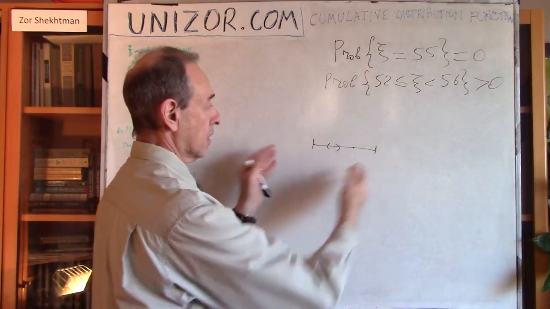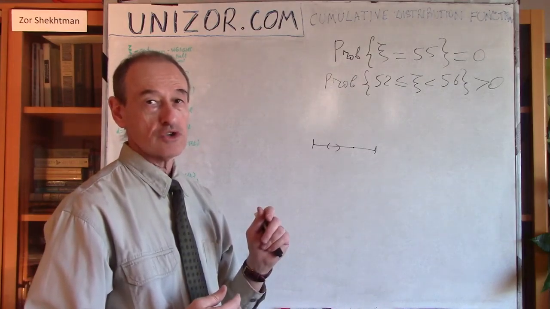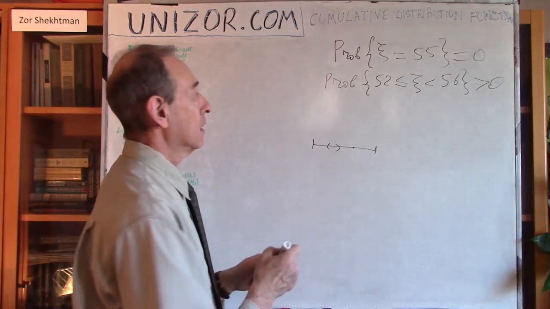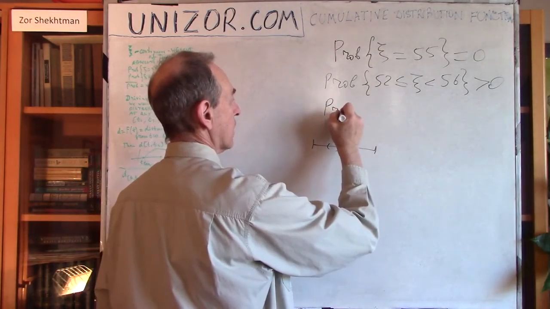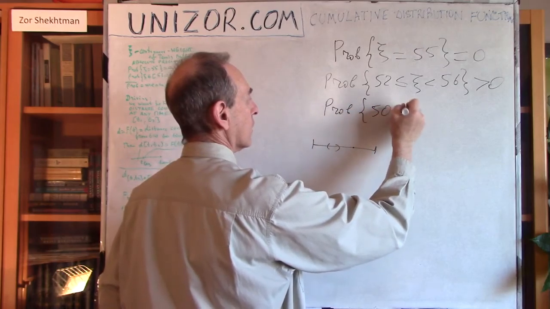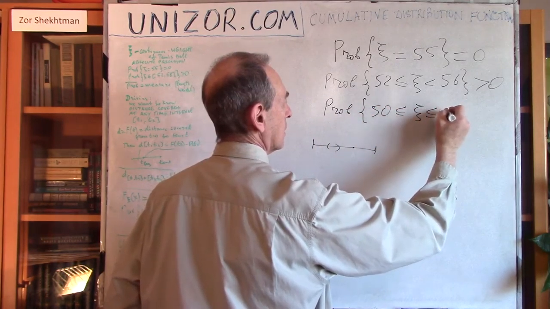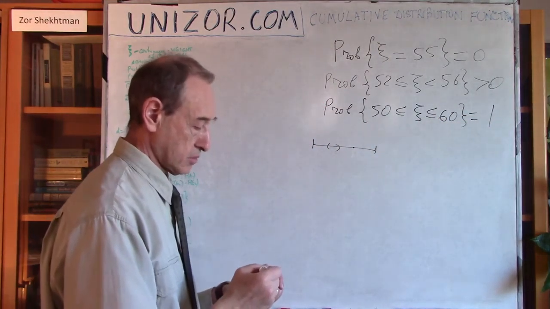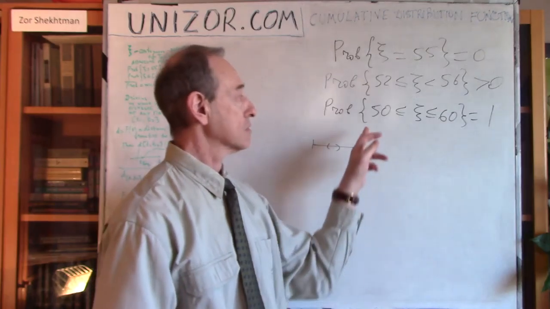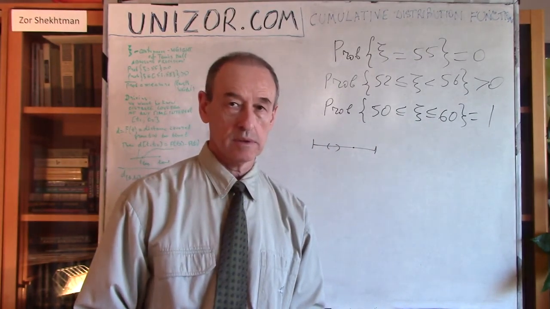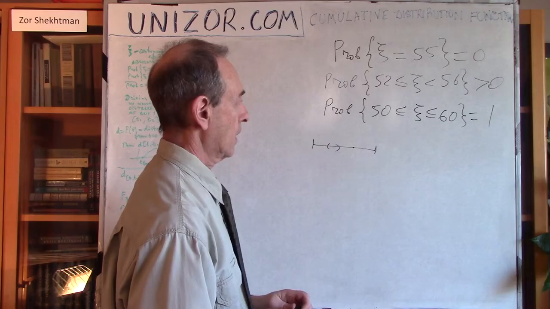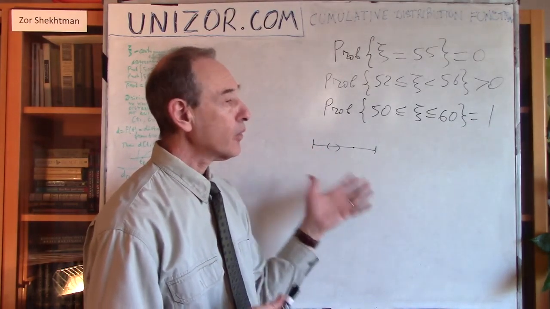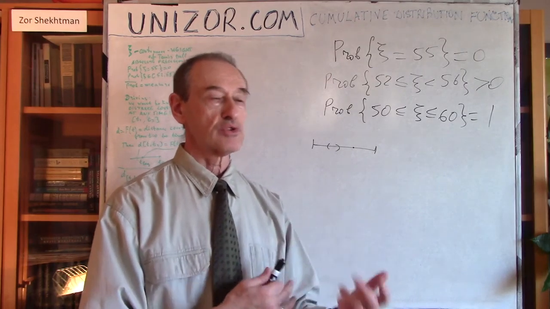And if you are increasing this range, you will increase the length and you will increase the probability up to the maximum, which is, in our case, we have decided that our ball can be in these boundaries, and the probability is equal to 1 because there are no other balls but those which are within this weight interval.